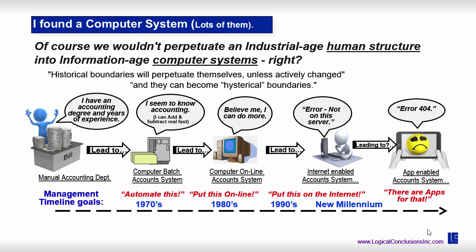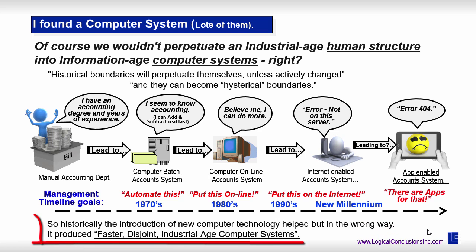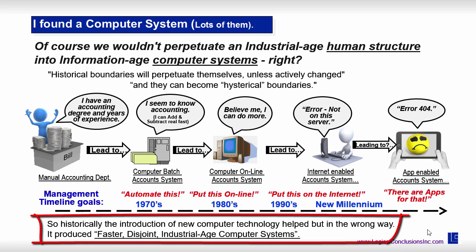Now, you can replace this example of how human-to-computer structures get perpetuated with any classical department boundaries such as order entry, new account, stock control, accounts receivable or payables, general ledger, shipping and billing systems, etc., not just accounting. So historically, the introduction of new computer technology helped, but in the wrong way. It produced faster, disjoint, industrial-age computer systems.